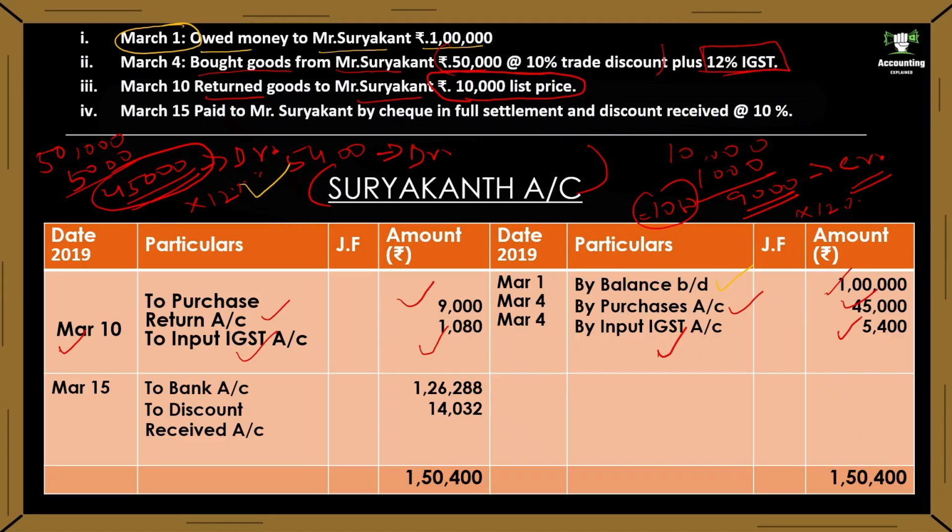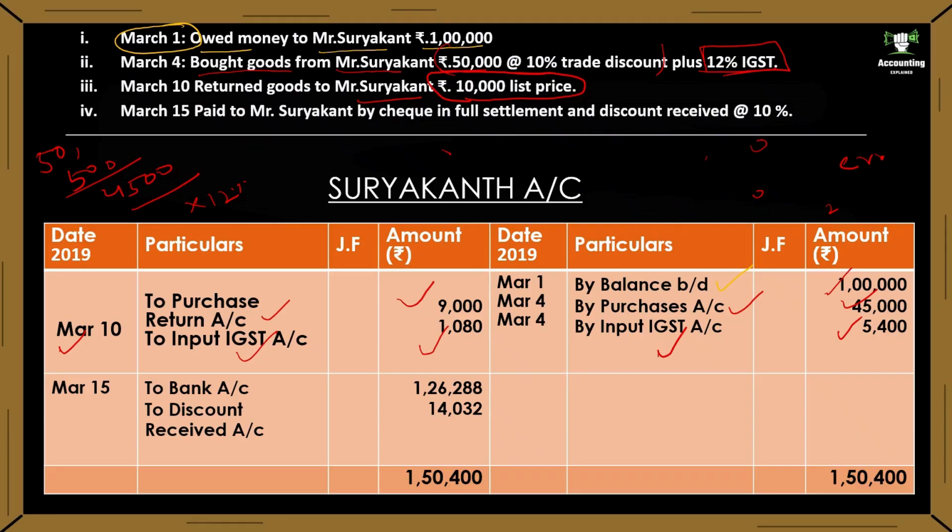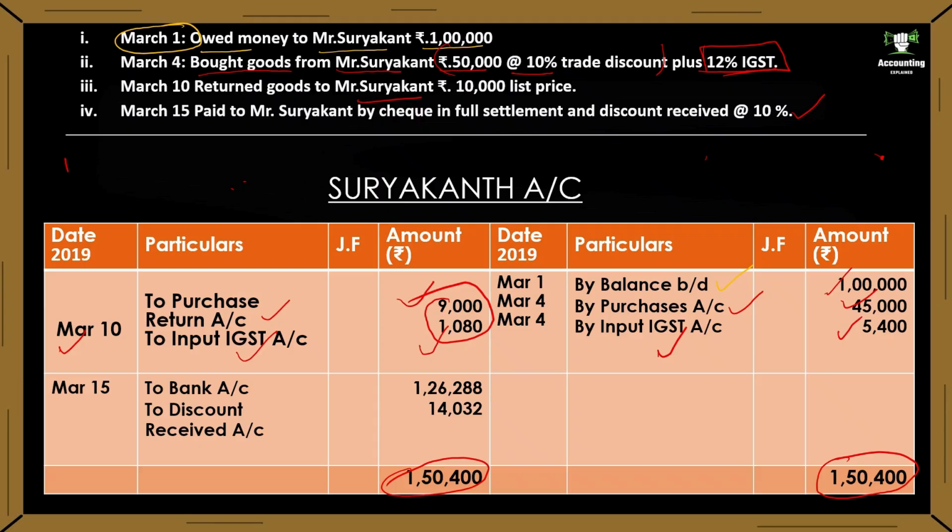Next, on March 15th, paid to Mr. Suryakant by check in full settlement, discount received at 10%. So 1,50,400 is the total amount on the credit side. When you deduct 9,000 and 1,080 from 1,50,400, you get 1,40,320. This is the amount due to Mr. Suryakant. But on this amount, you have received a discount of 10%. So on this 10%, it is 14,032.